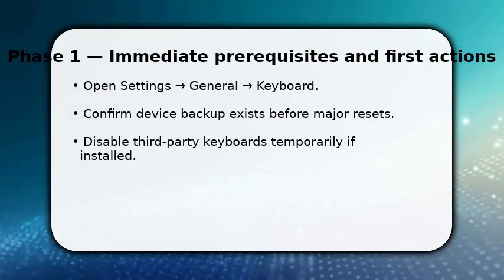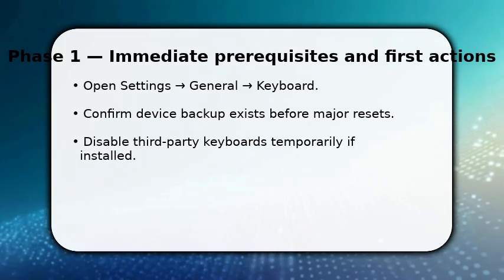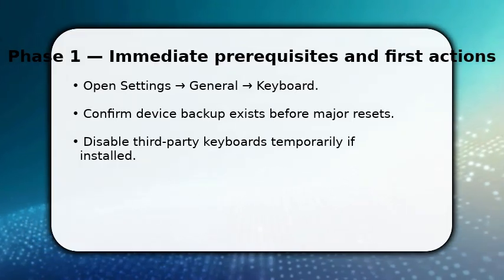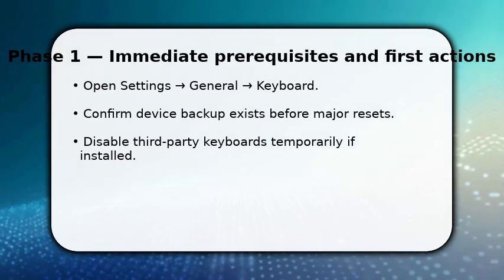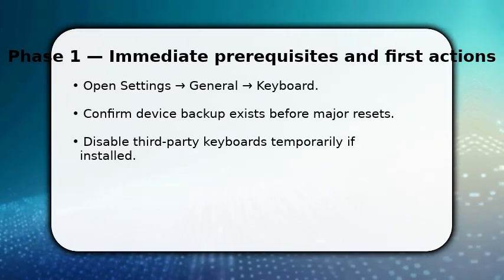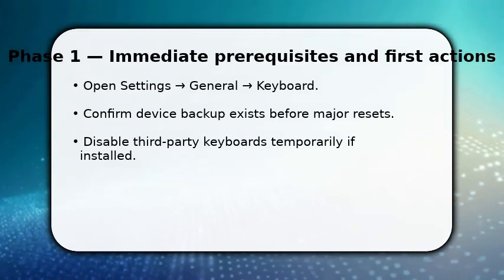You start in Settings because that's where keyboard data lives. Tap General, then Keyboard. This opens the specific controls you need. Once here, make sure your device is backed up in case you want to restore a word later.